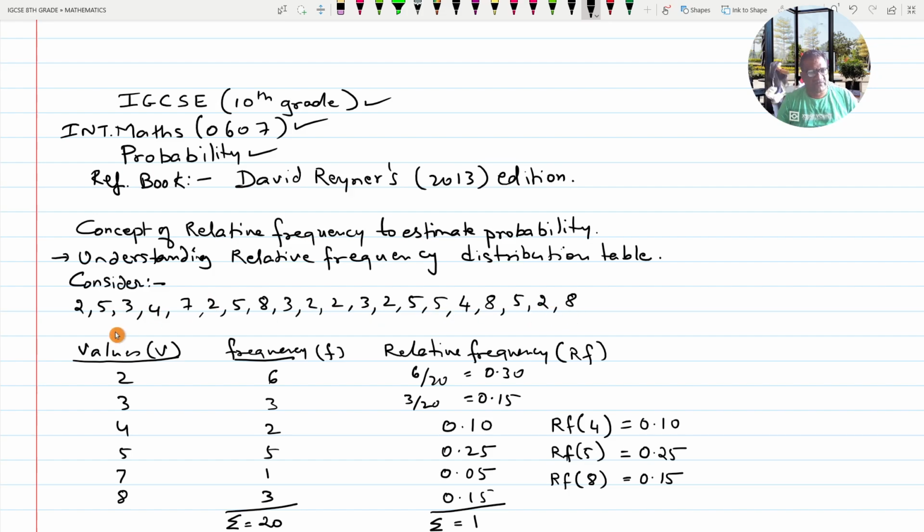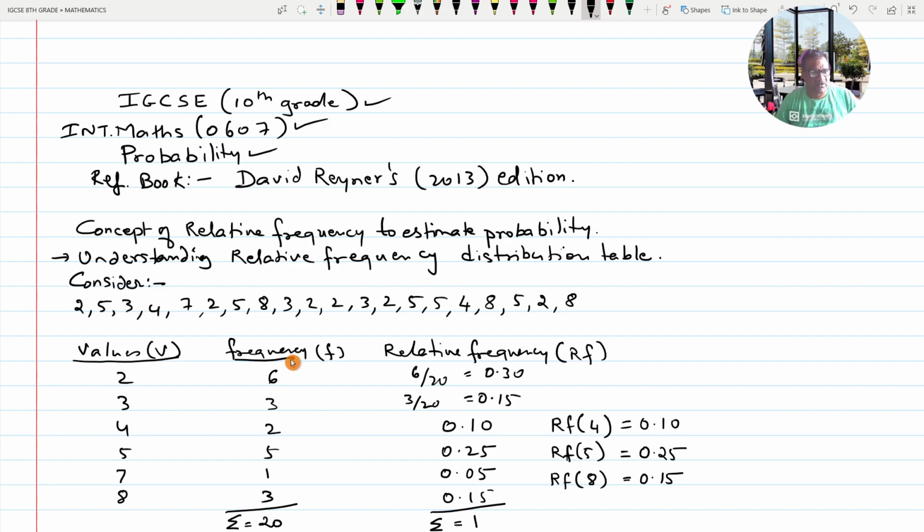Now from these values, I can see the values that I've written over here are 2, 3, 4, 5, and 6 is not there. So I have not written the value 6. But you have 7 and then you have 8. So all the different values that are included in this data I have written here as a column of values. In the second column I have tried to write the frequency.